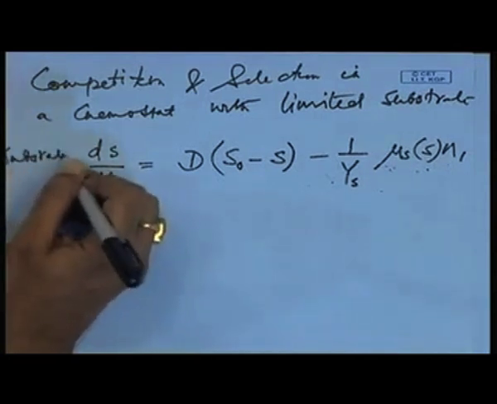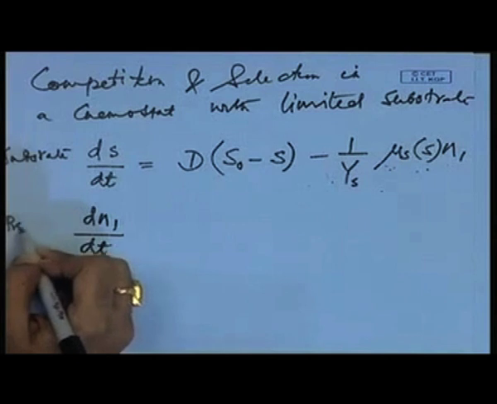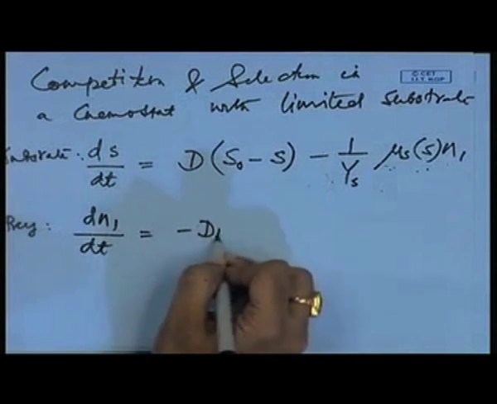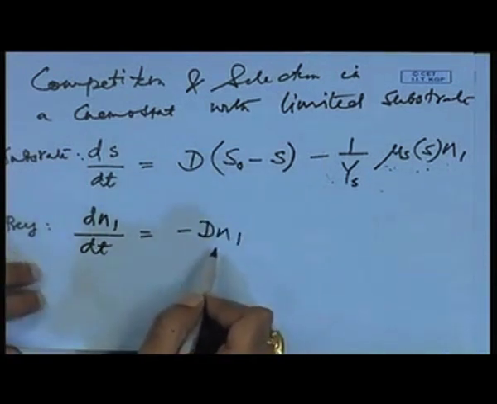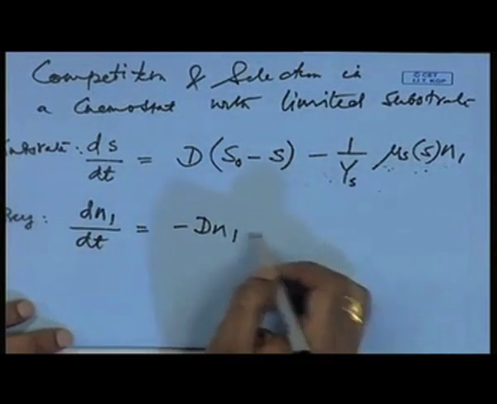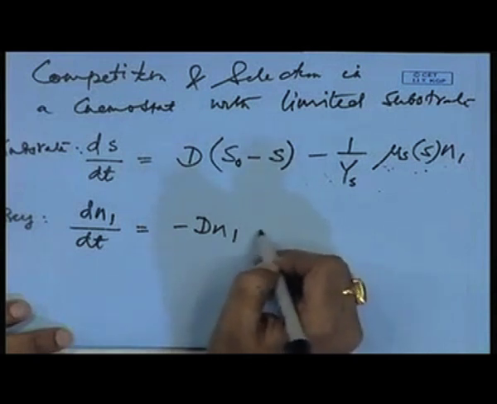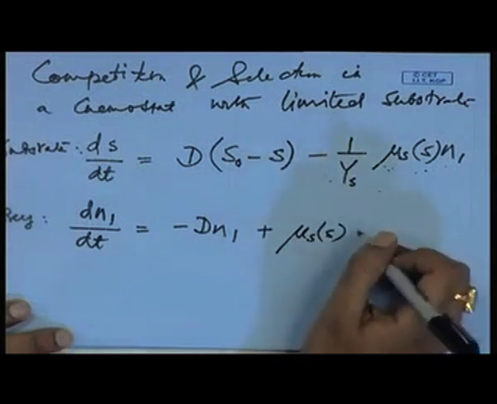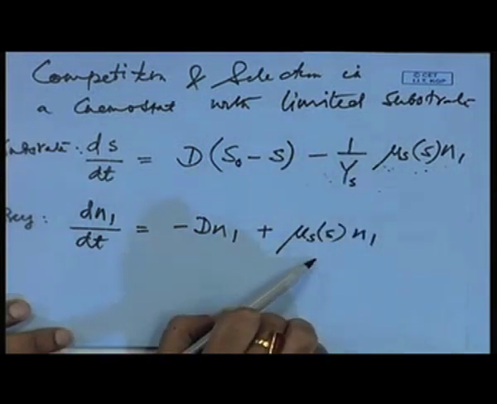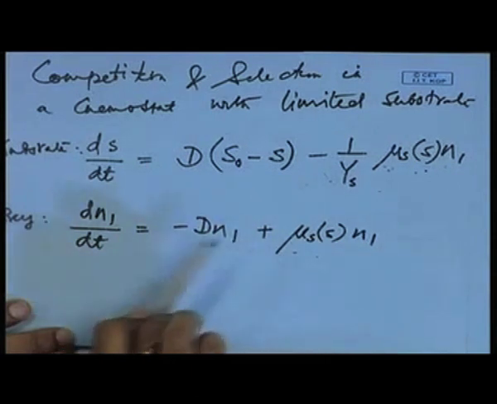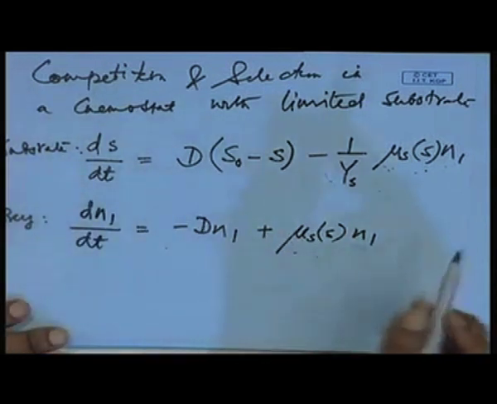So, this is the substrate and this is the prey. So, that equals minus D N1. This is the exit term, because of the dilution rate, the exit from the system, plus mu_s as a function of S times N1. So, this is the growth of the prey from the substrate. It is eating on the substrate and growing, and this is the growth rate, and that is why it comes with a plus sign. The dilution term comes with a negative sign because it is exiting the system.